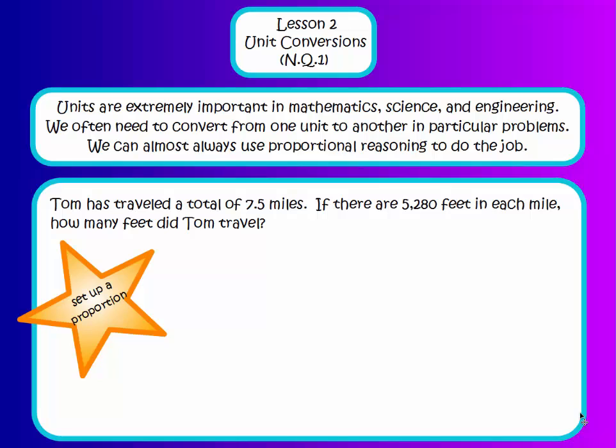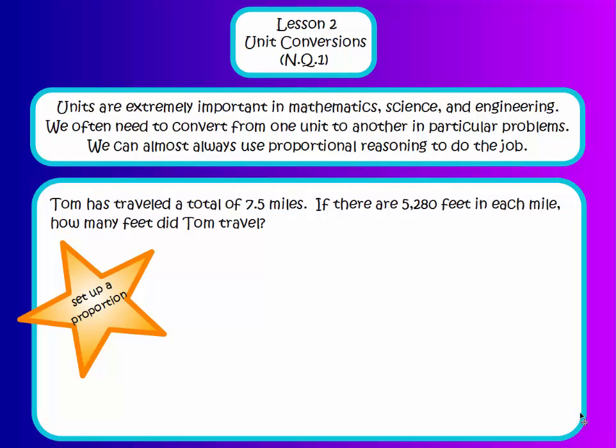So remember, we often will need to convert from one unit to another in particular problems, and we can almost always use proportional reasoning to do the job. So what is proportional reasoning? It's simply making up proportions, setting up ratios, doing the cross-multiplying stuff that we've seen in the past, or multiplying by reciprocals, those kinds of actions as we try to convert units. So let's take a look at this first one.